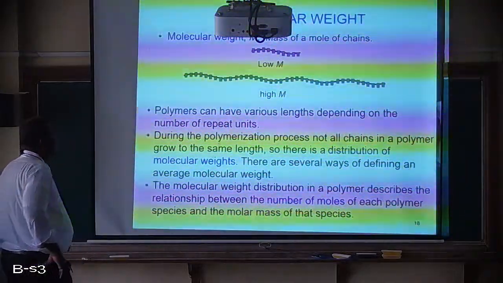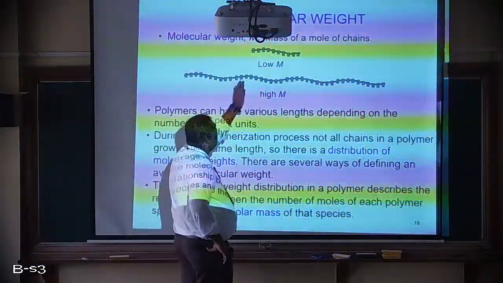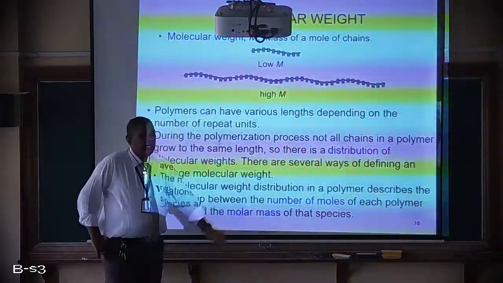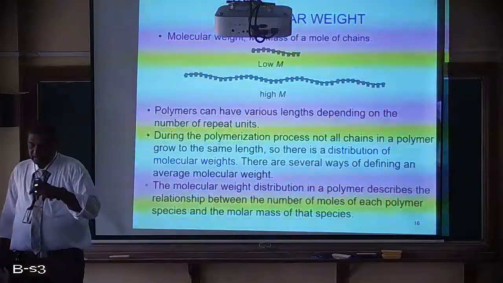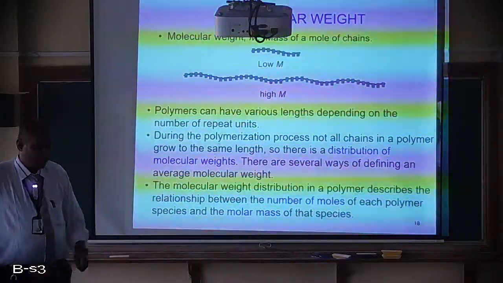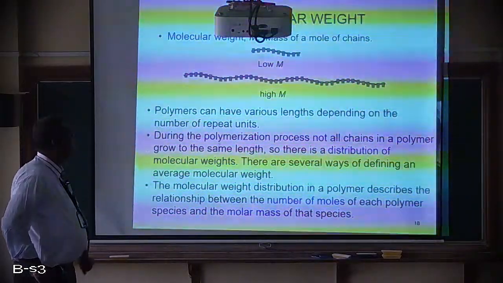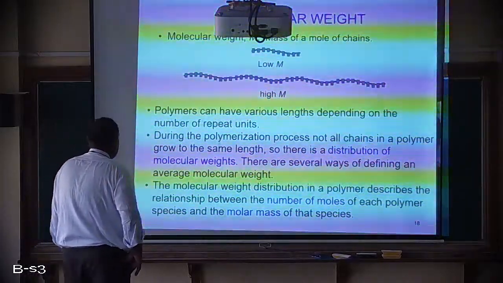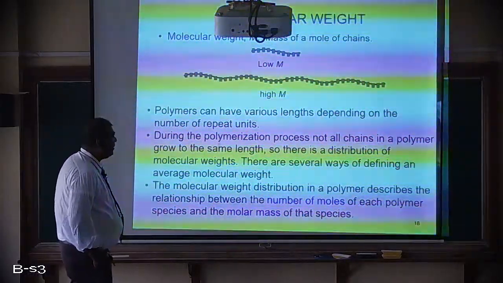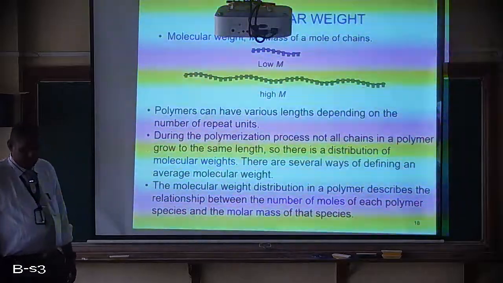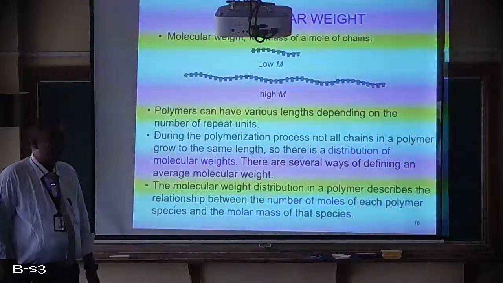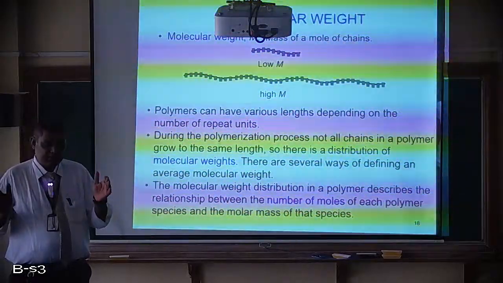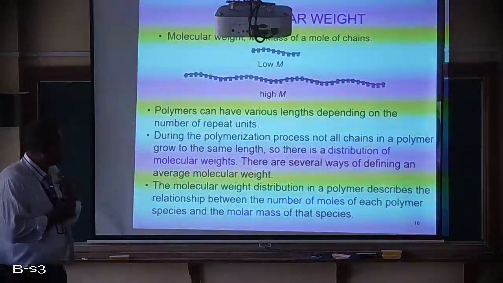Here this one has the low molecular weight and this one has the high molecular weight. You can see that in the high molecular weight we can fit more molecules in a given space, whereas there you have fewer molecules in a chain. Polymers can have various lengths depending upon the number of repeating units. The longer the length, the more repeating units; the smaller the length, the fewer repeating units.